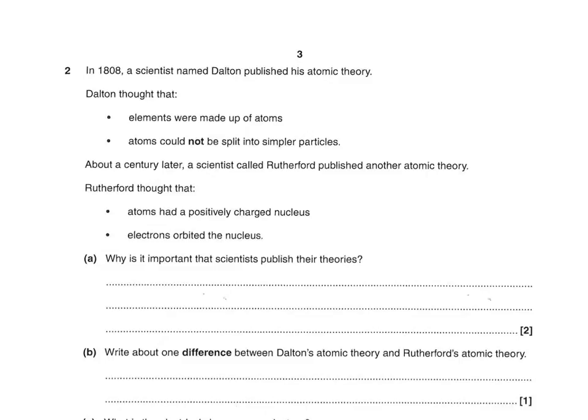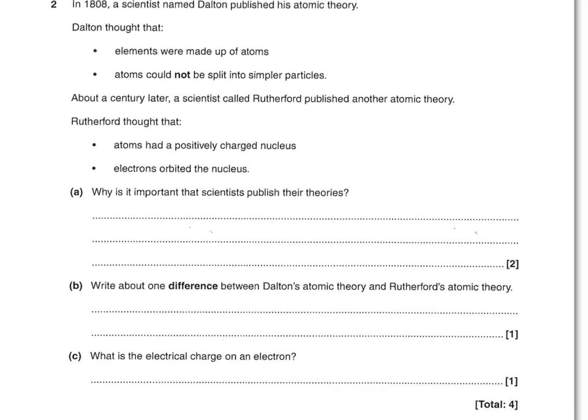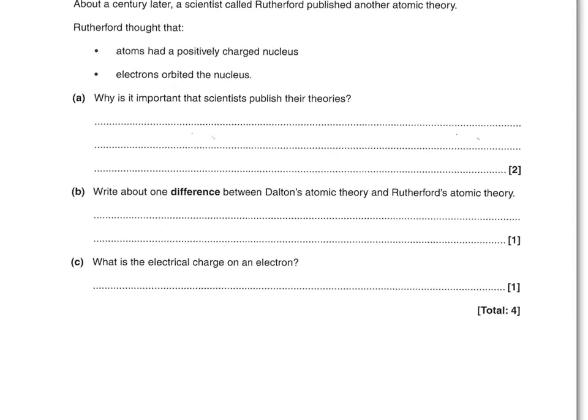In 1808, a scientist named Dalton published his atomic theory. Dalton thought that elements were made up of atoms, and atoms could not be split into simpler particles. About a century later, a scientist called Rutherford published another atomic theory. Rutherford thought that atoms had a positively charged nucleus, and electrons orbited the nucleus. Why is it important that scientists publish their theories?